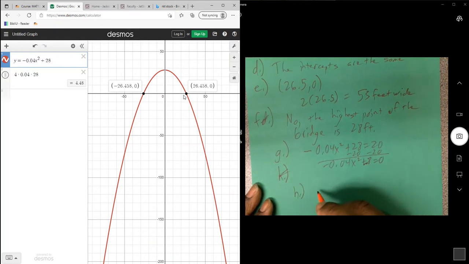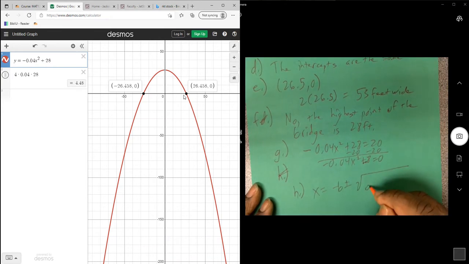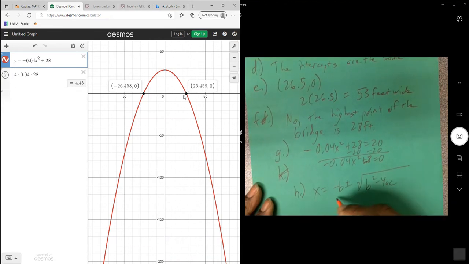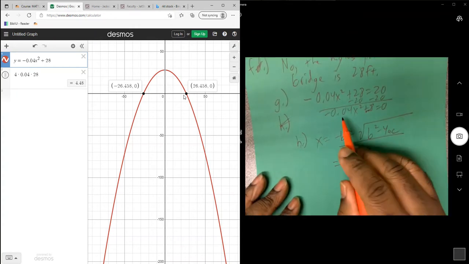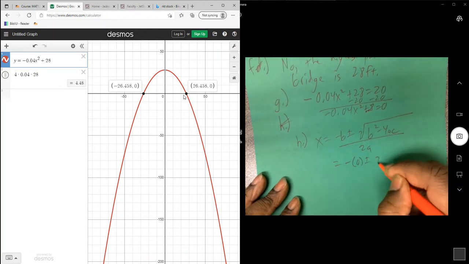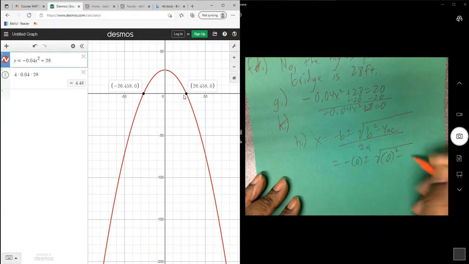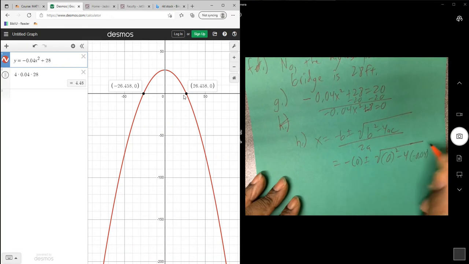So negative b plus or minus the square root of b squared minus 4ac over 2a. So we know b is 0. So it'd be 0 squared minus 4 times, now a is negative 0.04 and c is 8, over 2 times negative 0.04.